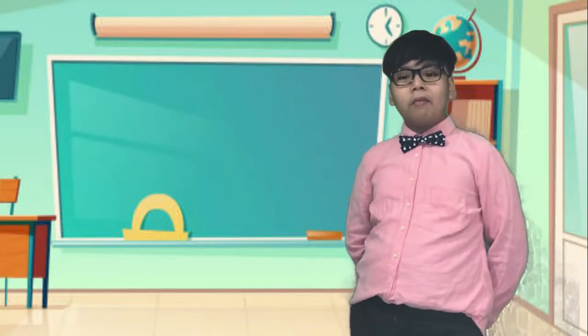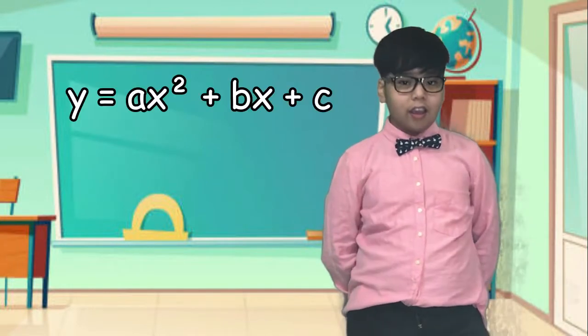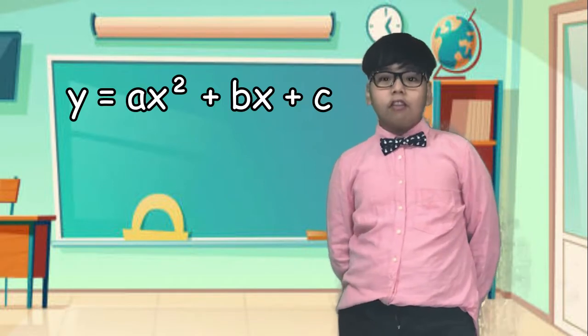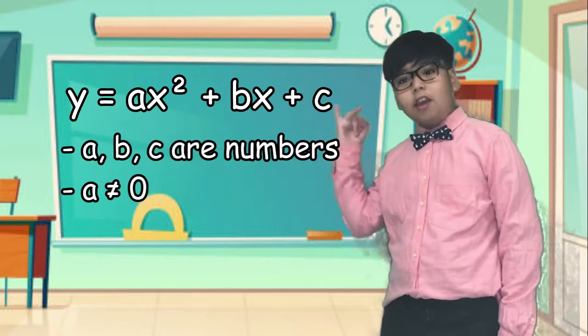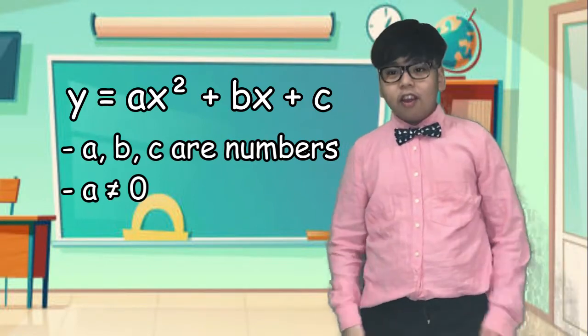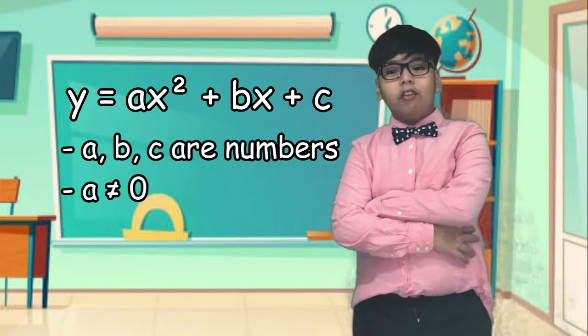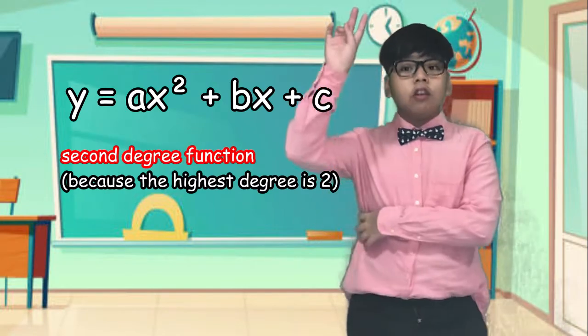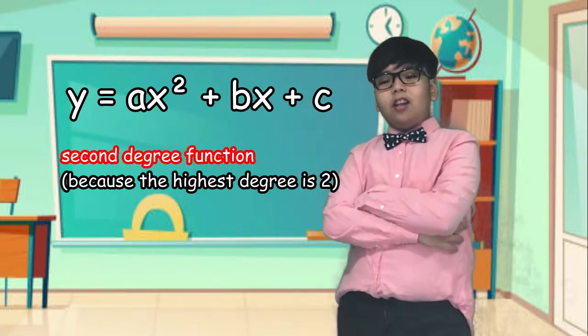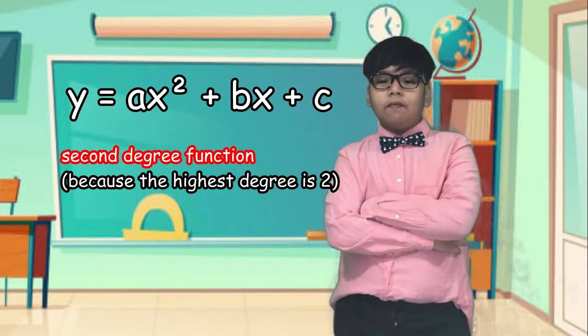The standard form of a quadratic is y equals ax squared plus bx plus c, where a, b, and c are numbers and a cannot be 0. And the highest exponent of the variable is 2. Hence, it is called a second degree function.